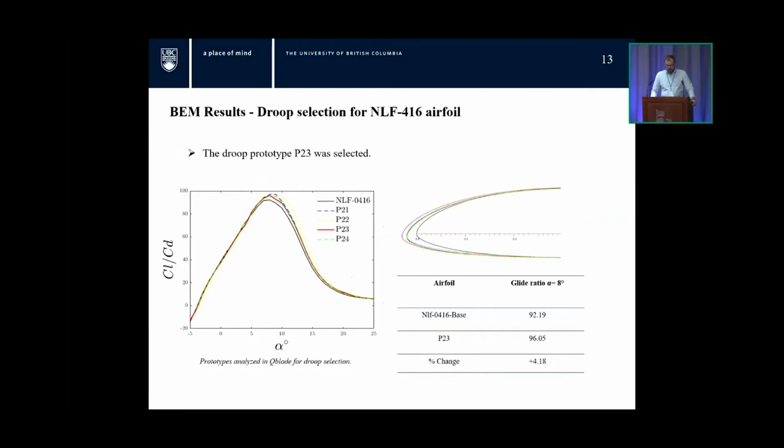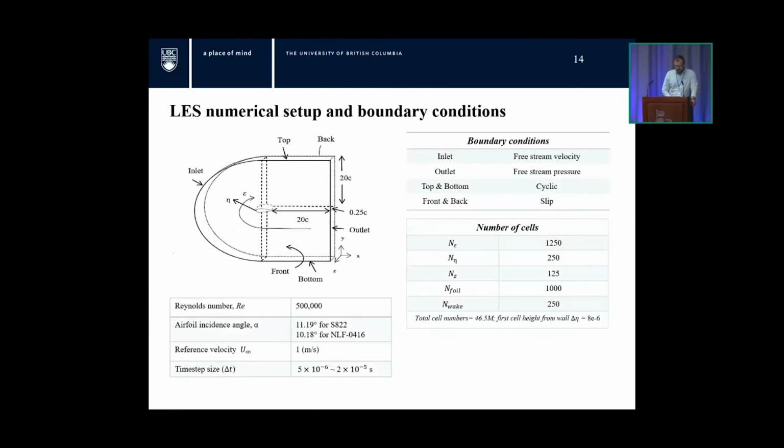The NLF airfoil is a little harder to improve. It's already a fairly well-performing airfoil, but we still do see a slight increase in the glide ratio, where we got a 4% change with droop number 23, which is the solid red line again. Now we want to evaluate these droops in LES to verify how the aerodynamic performance is changed.